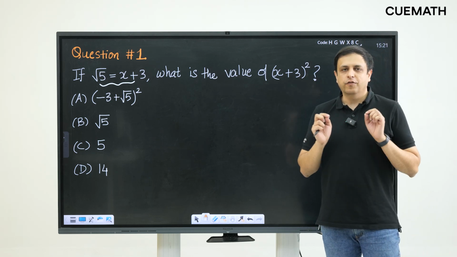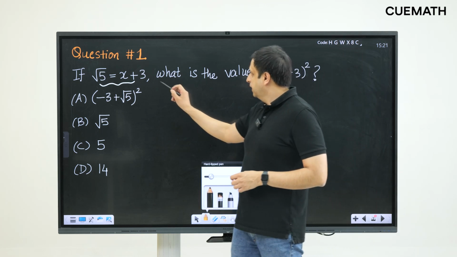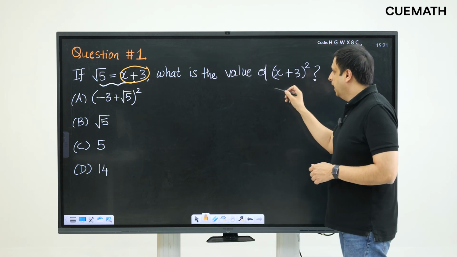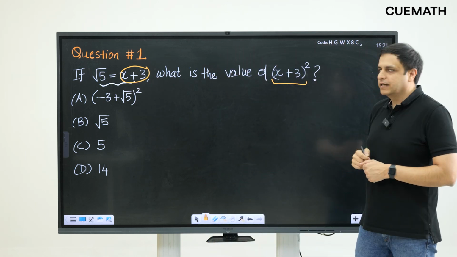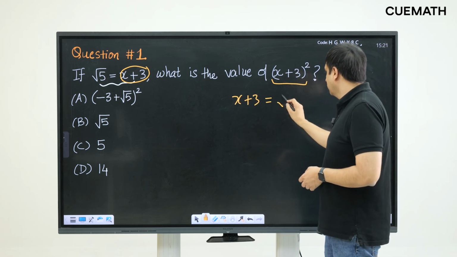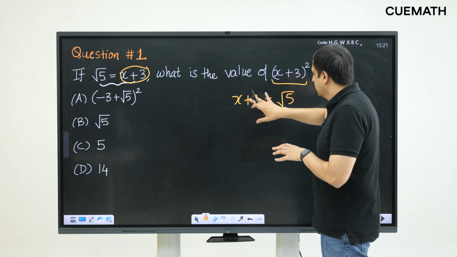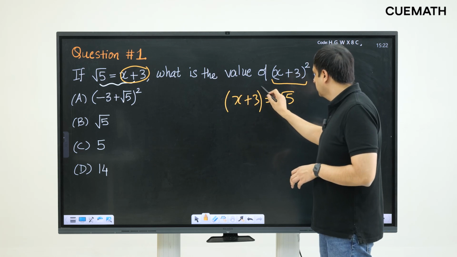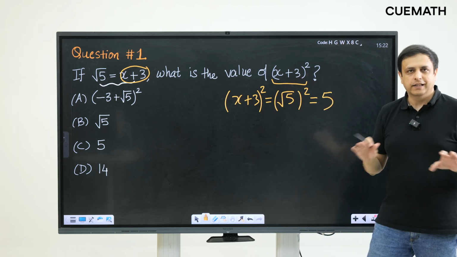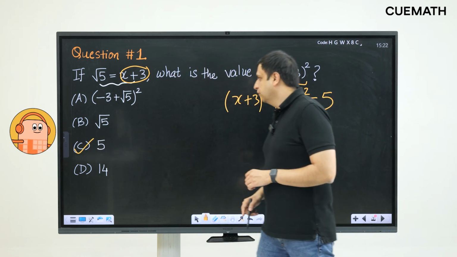But remember the hack, find only what you need to. In this case, that means you already have the value of x plus 3. x plus 3 is equal to root of 5, and what you really need to find is (x plus 3) whole square. So you don't need to find x on its own. You just square this expression. (x plus 3) whole square will be equal to root of 5 square, which is 5, and that's it. Find only what you need to. So the answer in this case is 5.